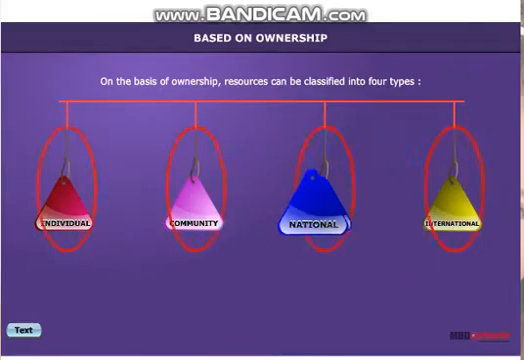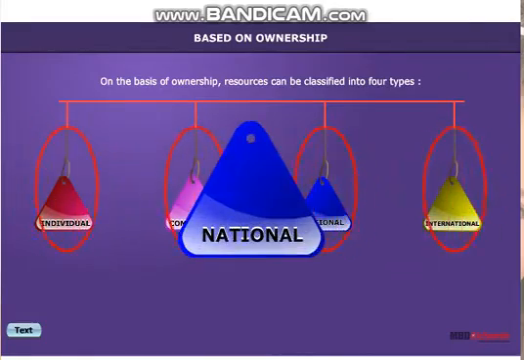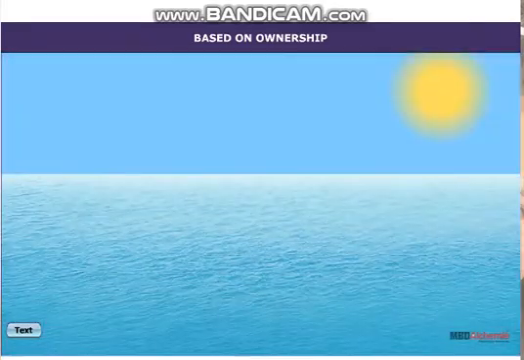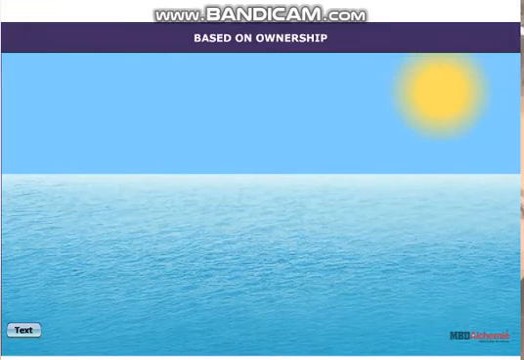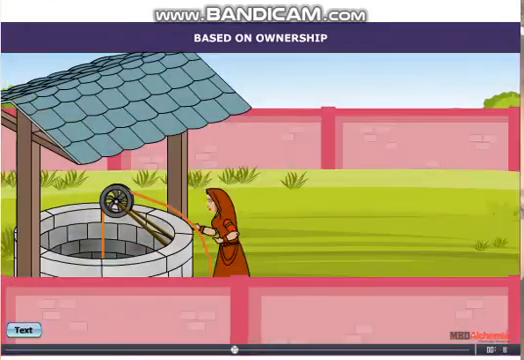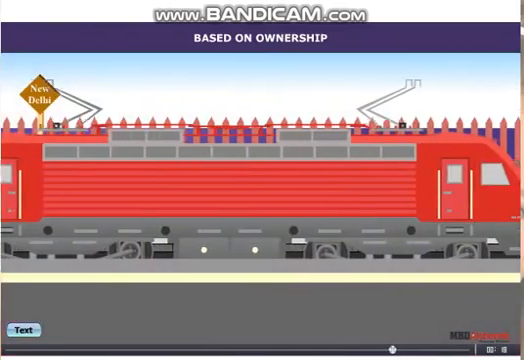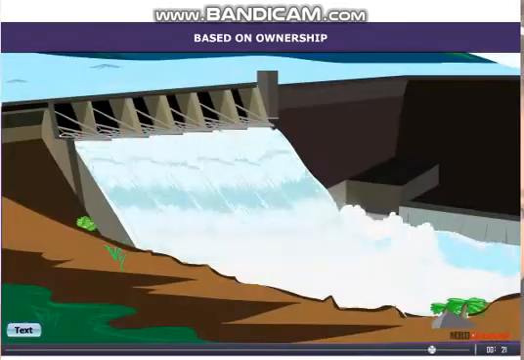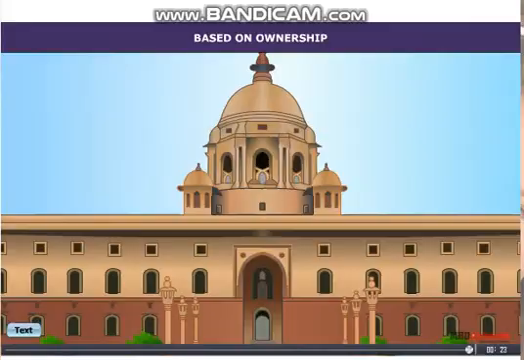National resources. These resources are owned by the government. In the past, all land, water, and other natural resources were owned by the government. Even today, the government owns such resources of general public use as railways, irrigation, dams, and buildings.